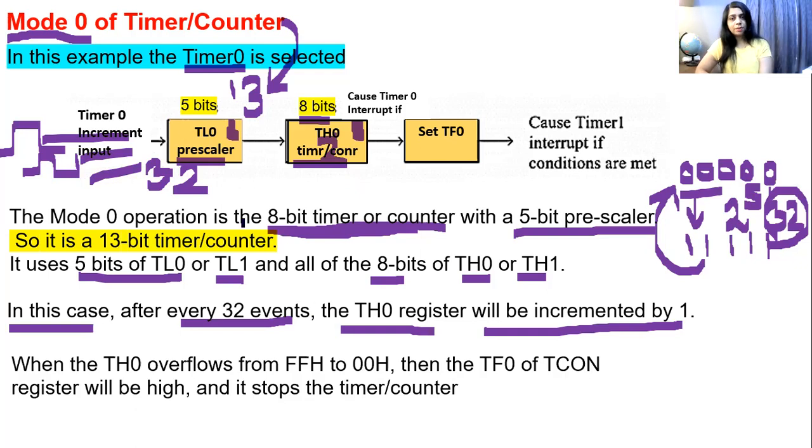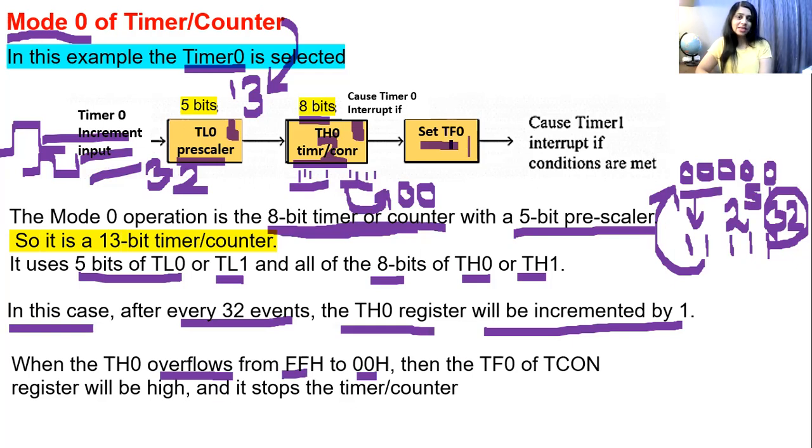So what happens when TS0 overflows? This is 8 bits, so after all 0s, at one point of time it will become all 8 ones. When it becomes all 8 ones, it is said to be overflowing. Overflowing means it will again become 00. TS0 overflows from FF to 00. 11111111 in hexadecimal is F, F. When it overflows from FF to 00, the TF0 flag will be set to 1.